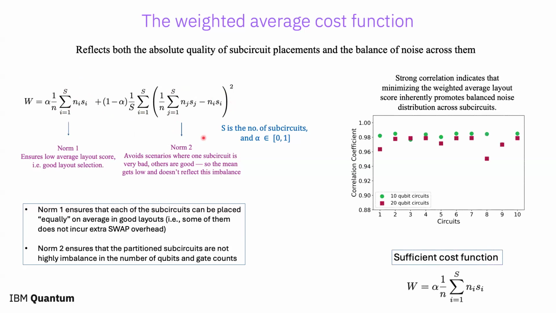Something that we tested over multiple circuits is that these two are highly correlated. So you can actually remove this part and just keep this one. The alpha will not be here, sorry. So if you just keep this one, there is no weightage. It's just this part.